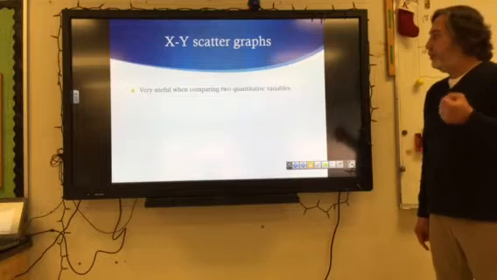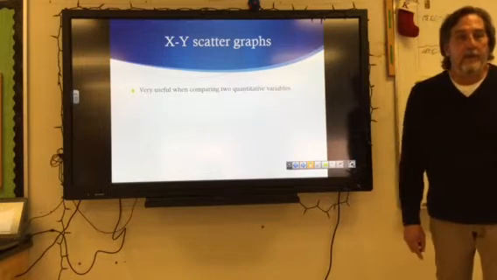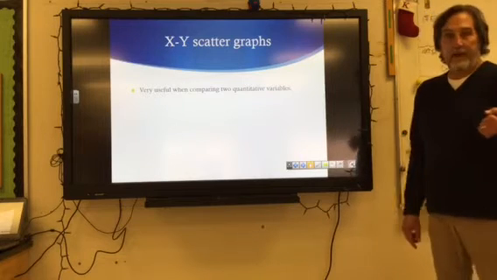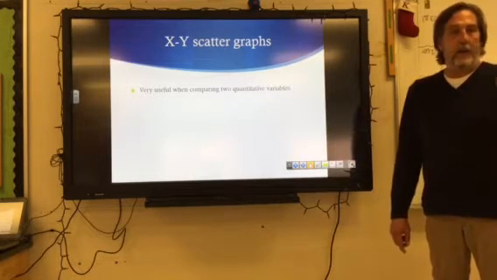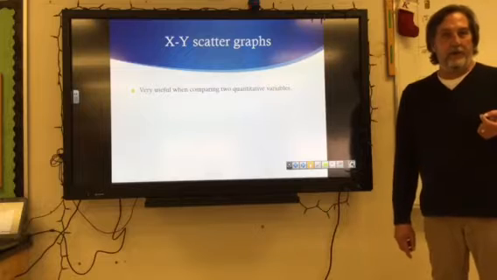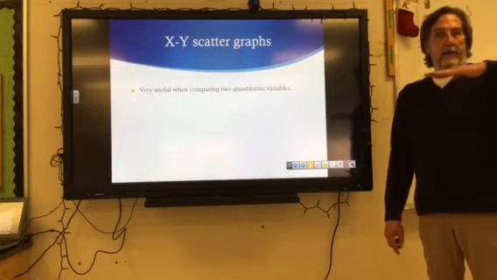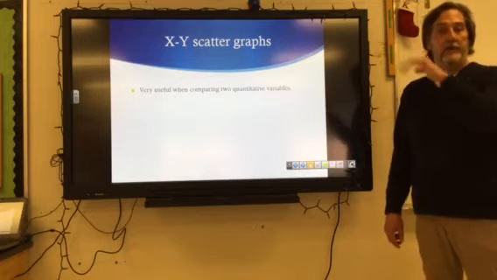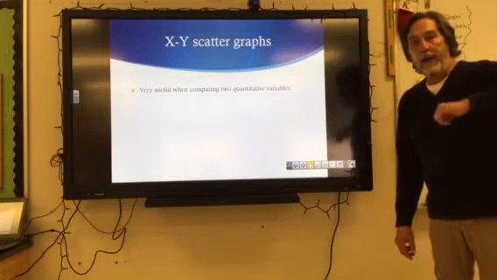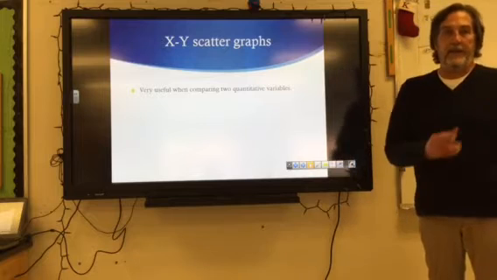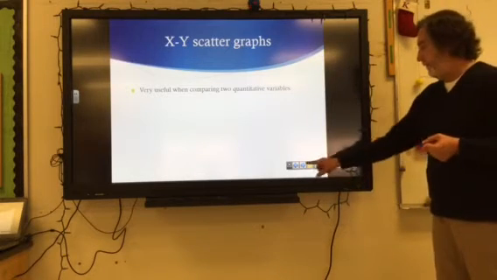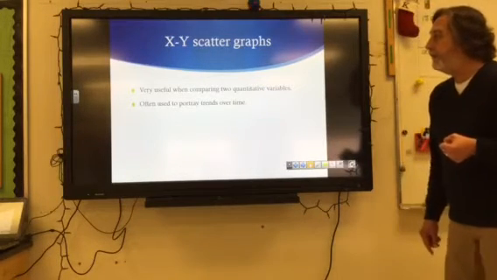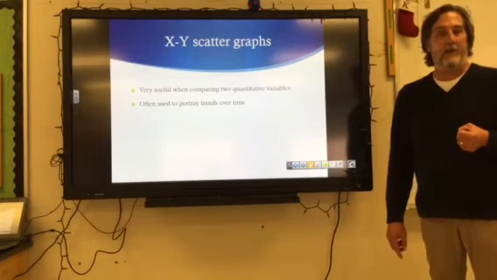If you're comparing two quantitative quantities, you can put this into a scatter graph. It's basic plotting of points. That's where you see trends. Information trending upwards, speeds increasing, productions increasing, or negative slopes, where you're going to see a negative trend in data. A lot of times an XY scatter graph is used to portray trends over time.